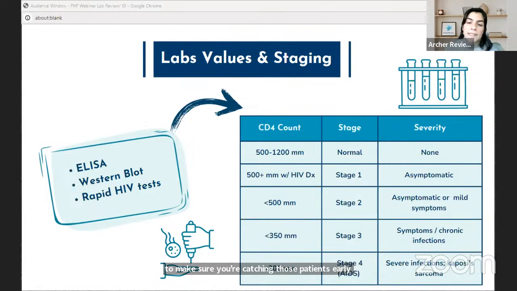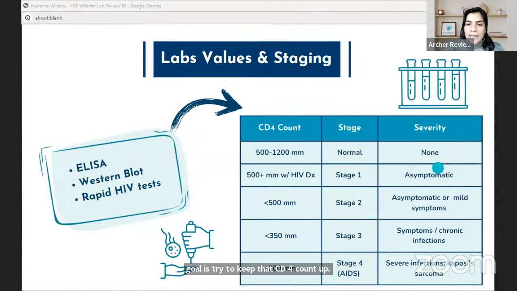And then our CD4 count is what determines our staging. So if you look at the different staging in a normal, healthy individual, the CD4 count is between 500 to 1200. And then we have stages 1 through 4 for HIV. So you've had a positive ELISA, you confirmed it with the Western blot. What do we do now? We get that CD4 count and we stage it, right? So our goal is try to keep that CD4 count up. So that is our goal for treatment.